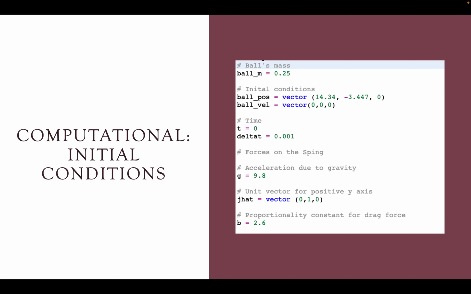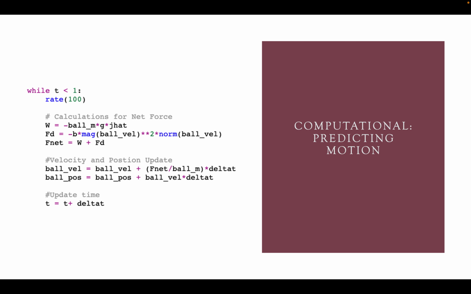We defined the constants of the forces acting on the spring, including the acceleration due to gravity, the j hat, which was used for our gravity, and then we derived the proportionality constant for drag force to be 2.6. Then we created a computational model to iteratively predict the motion.